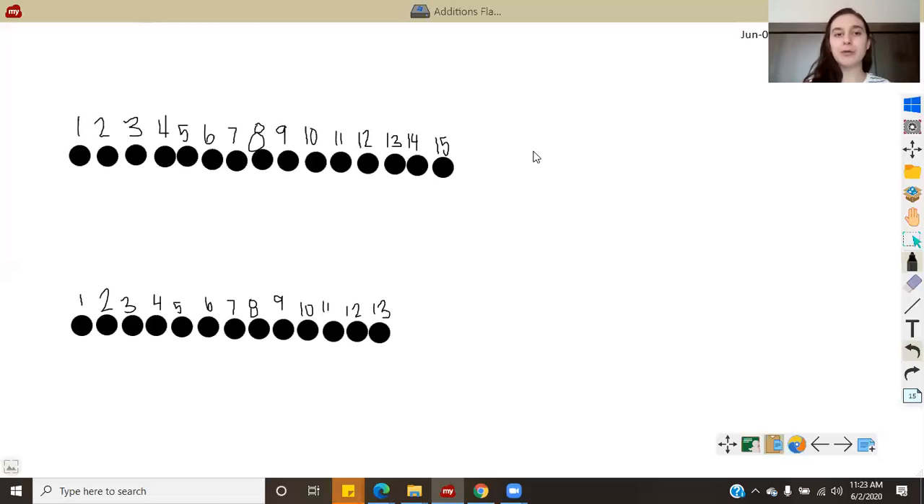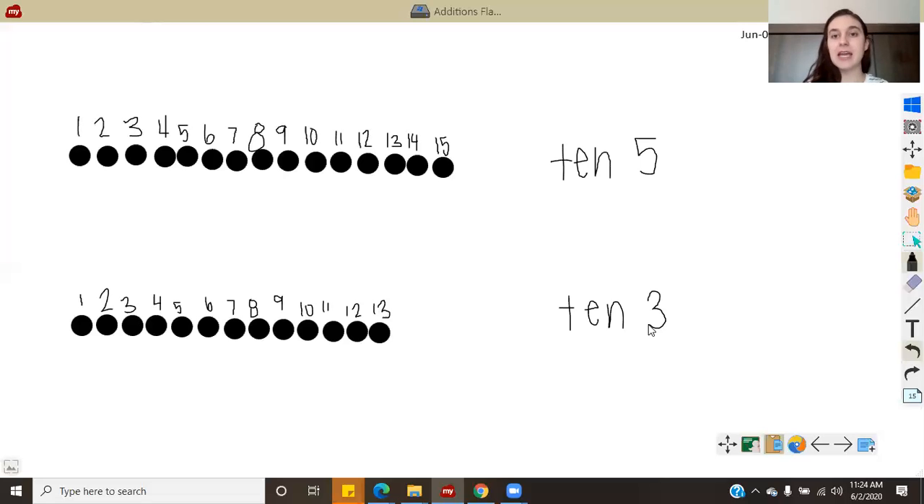Now, if I were to write 15 the 10 way, what would it be? 15 the 10 way. I'm going to write it. It is 10, 5. Now, 13 the 10 way is 10, 3. Which one is greater, 15 or 13?